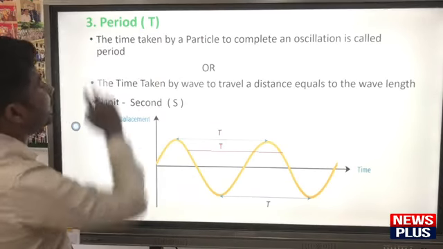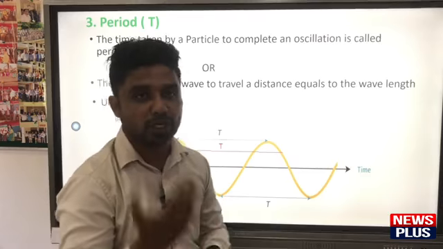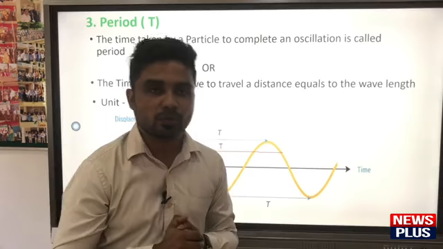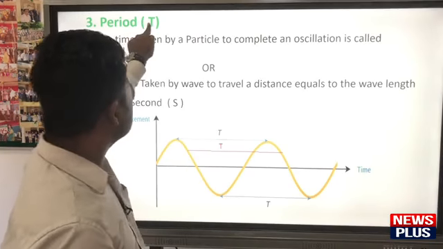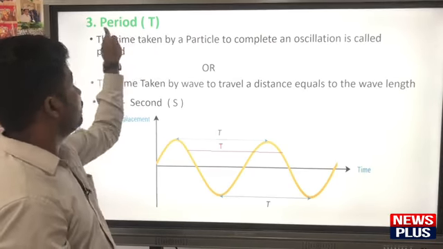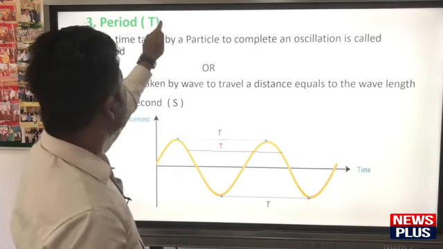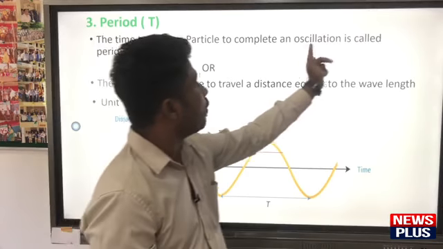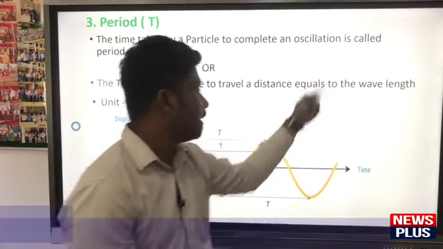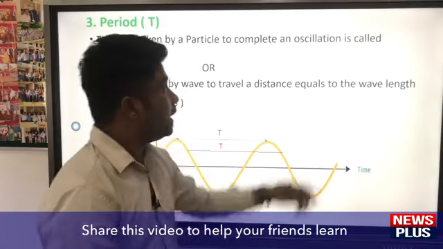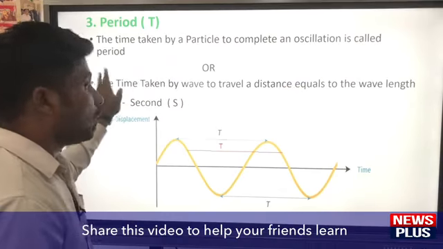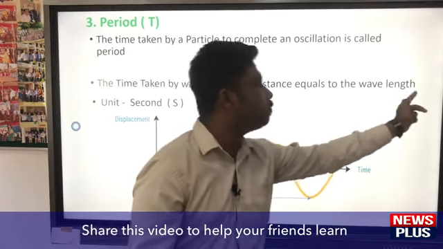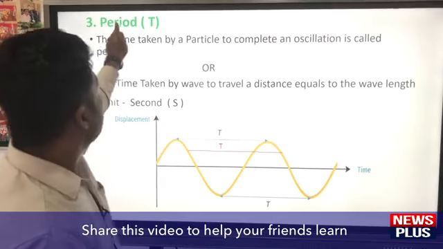Let's look at the third main physical quantity associated with waves, that is wave period, or period we can say. அலைவு காலம் அப்படினு சொல்லப்படும். The symbol for period, period means time, so you can use T. The time taken by a particle to complete an oscillation, the new word oscillation means எளிமிசை இயக்கம், is called period. Or the time taken by a wave to travel a distance equal to the wavelength is called wave period.